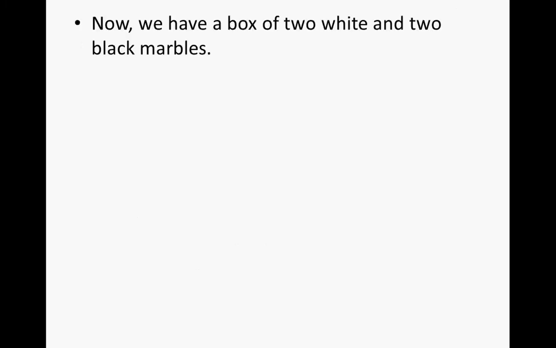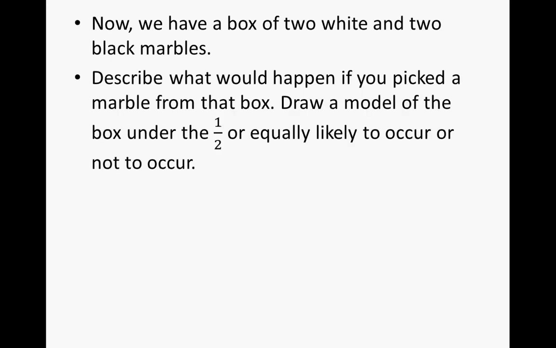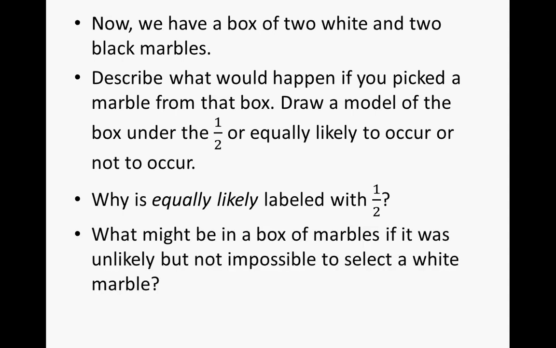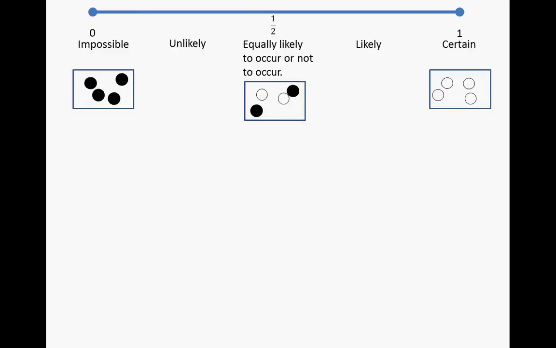Now we have a box of 2 white and 2 black marbles. Describe what would happen if you picked a marble from that box. Draw a model of the box under the 1/2 or equally likely to occur or not to occur. So why is equally likely labeled with 1/2? What might be in a box of marbles if it was unlikely but not impossible to select a white marble? So here's what your diagram would look like so far.